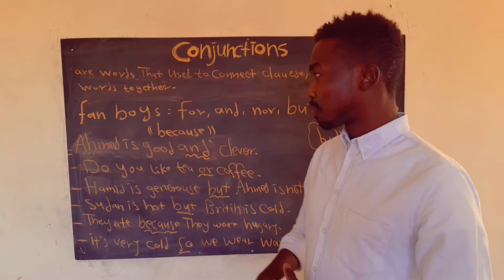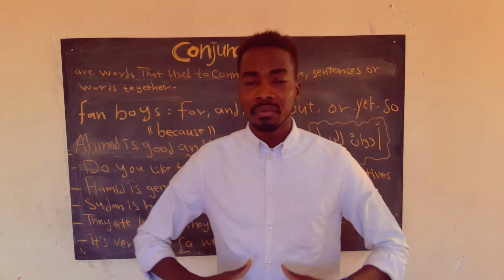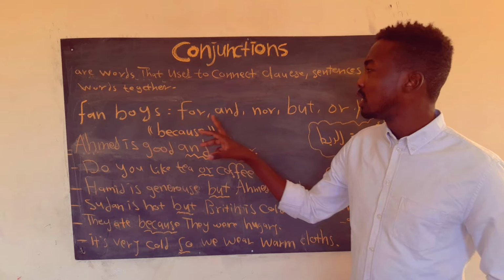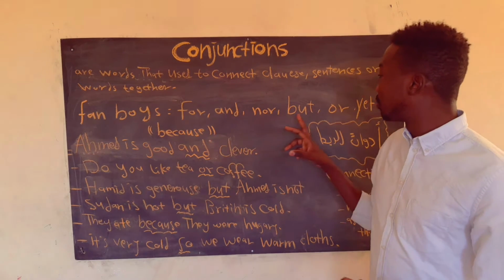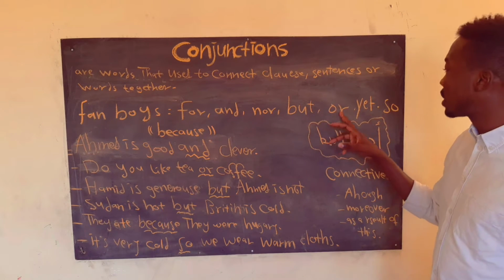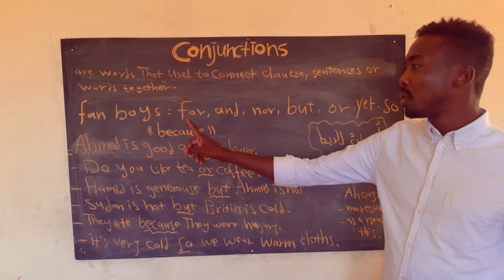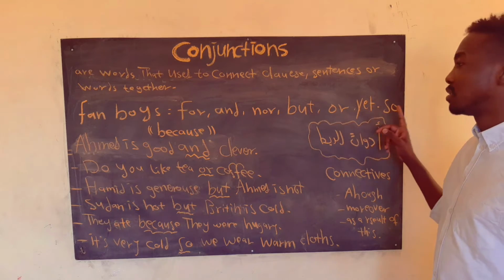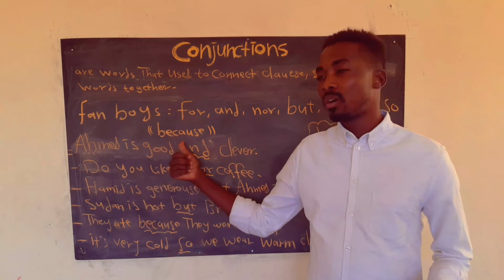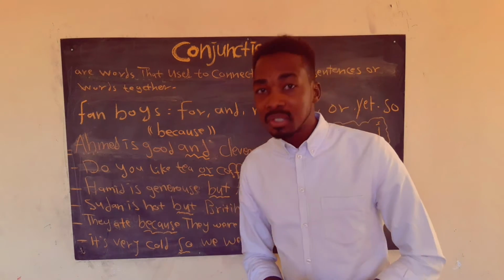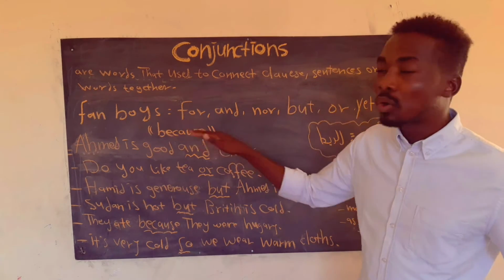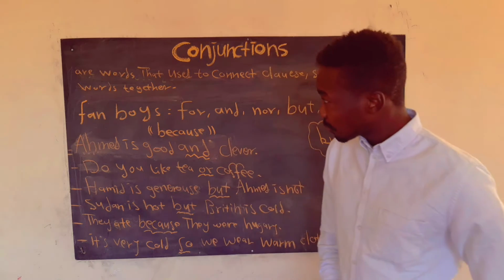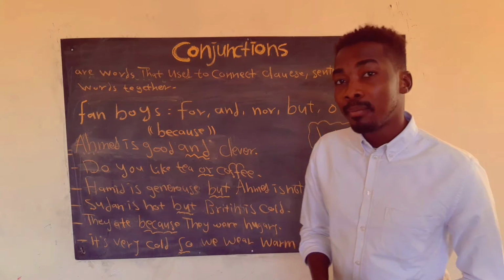The most common types of conjunctions in English are for, and, nor, but, or, yet, so. And also we have because. This is very important. These are called FANBOYS. Well, let's have some examples.